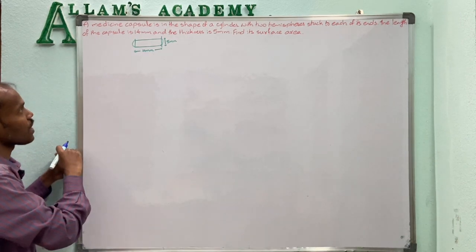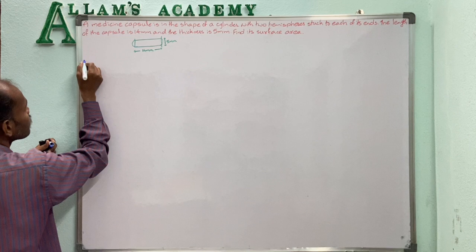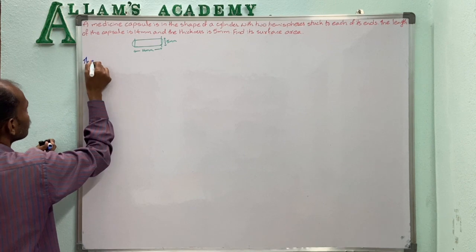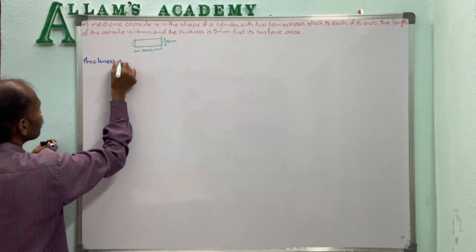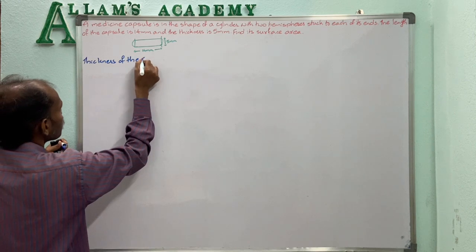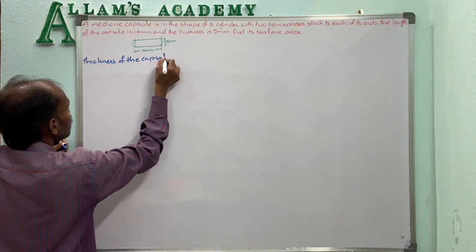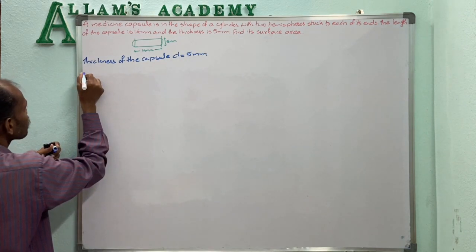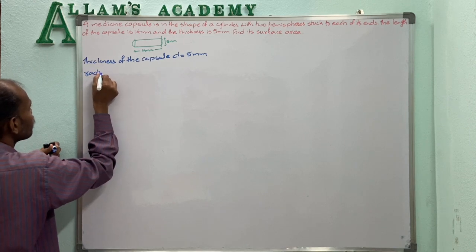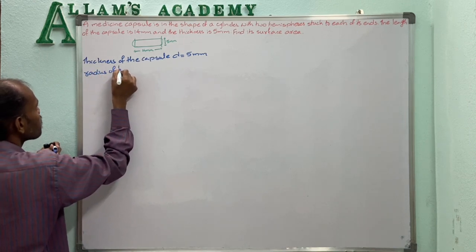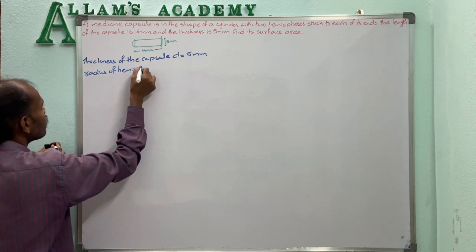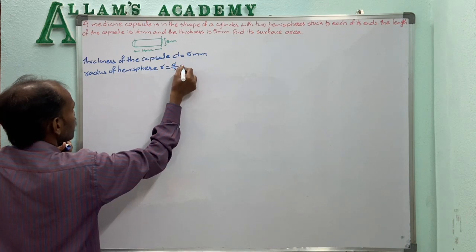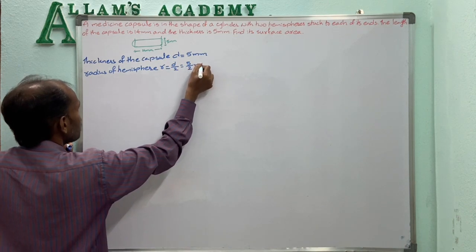hemispheres' curved surface area. So the thickness of the capsule is nothing but the diameter, that is 5 millimeters, given. So the radius of the hemisphere equals d by 2, that equals 5 by 2 millimeters.